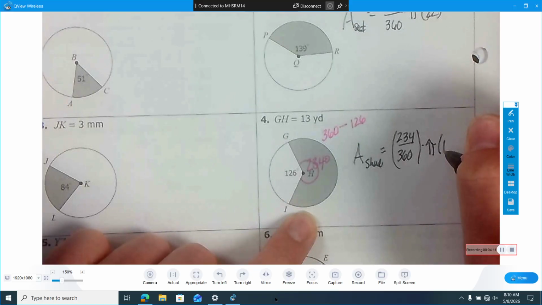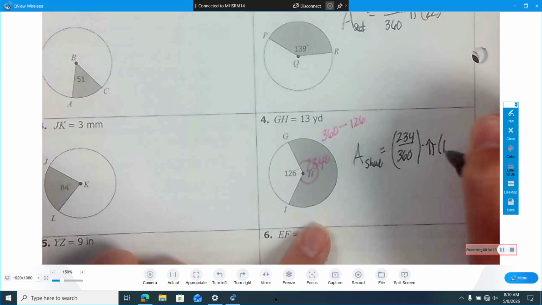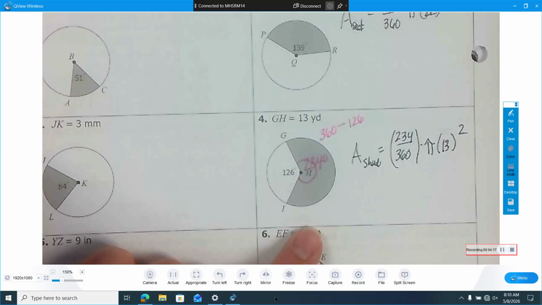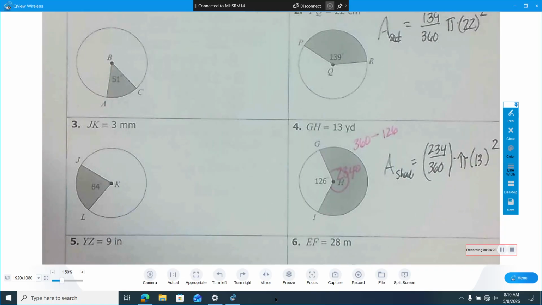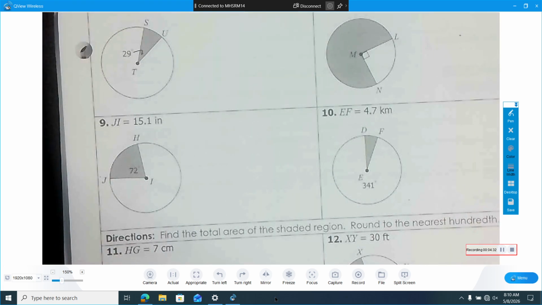Times the area, pi times radius, 13 squared. You good with that? Yeah? You're good with that, right? Yeah? Okay, perfect. Let's turn the page. Oh, you wanted to be done? Okay. Not too much here.